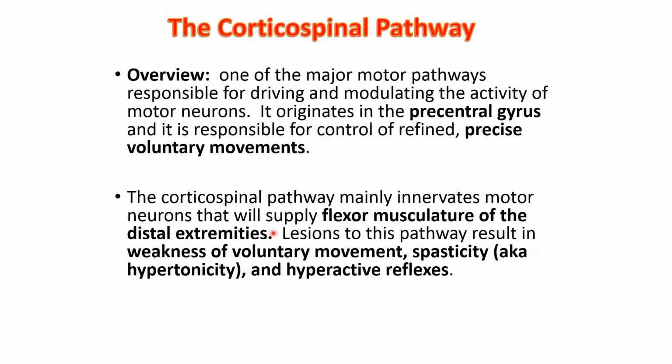Lesions, damage to this pathway, produce a weakness, sometimes called paresis, or paralysis, of voluntary movement. Paresis just means a moderate weakness. Paralysis means a total weakness. Lesions to this pathway also produce spasticity, and that is a marked increase in tone of the muscles that are affected, and hyperactive reflexes in the affected regions.